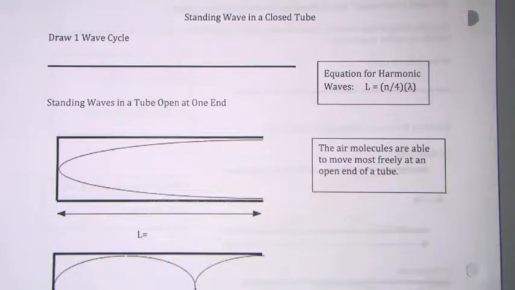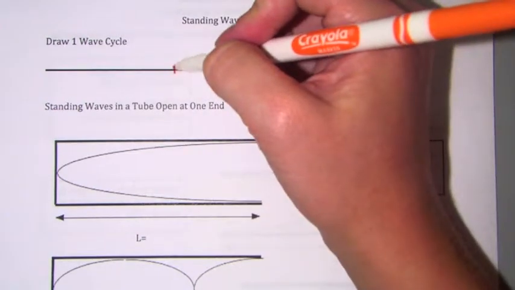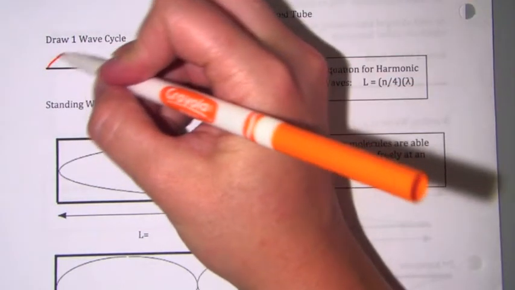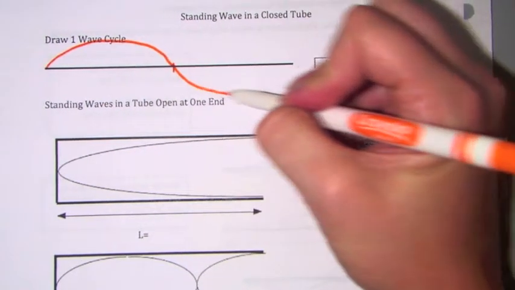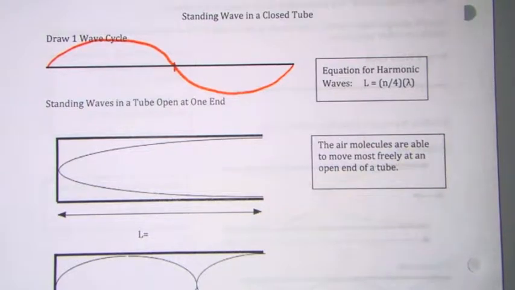Okay, so the first thing that we're going to do is draw a normal transverse wave on a string. How does the transverse wave look on a string? One wave cycle. Okay, so let's cut this in half to make this look semi-pretty. Right, crest, trough. That is one wave cycle. Does everybody agree? Yes. Okay.